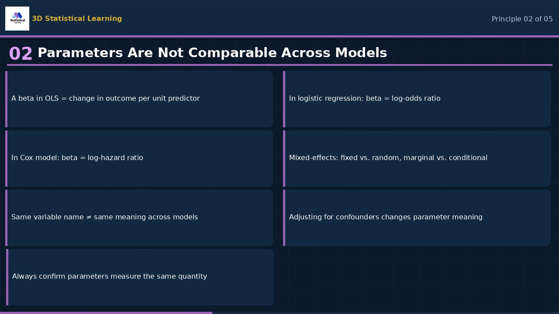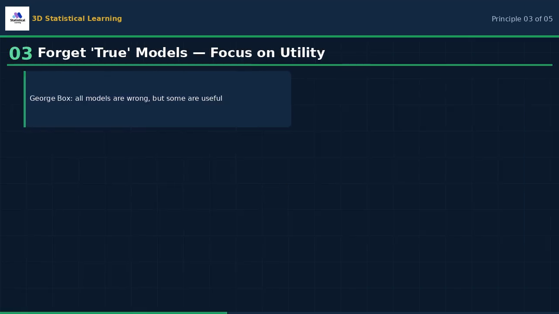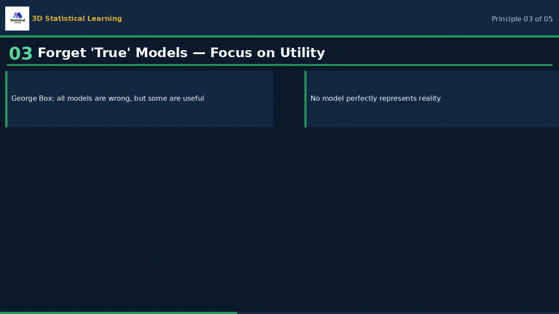Before comparing parameters across models, ask yourself whether those parameters are even measuring the same quantity. In most cases, they are not. Principle 3. Forget so-called true models. Focus on utility. The statistician George Box famously wrote that all models are wrong, but some are useful. This is not a pessimistic statement. It is a liberating one. It frees us from the trap of searching for the one correct model, because no such model exists.